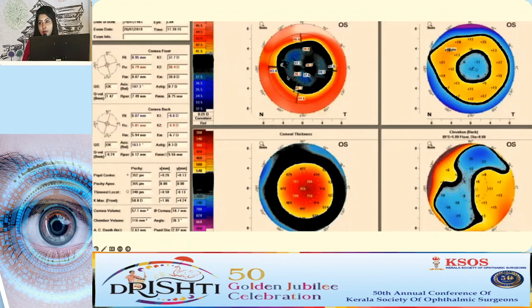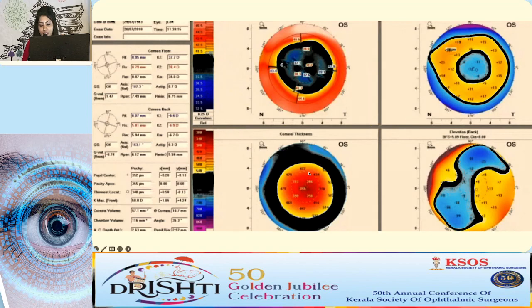And what is this? This is something different, right? The center part is flat and the peripheral part is steep. The center is flat, giving cool colors, and the periphery is steep. So this is something opposite to the normal cornea. So what is this map suggestive of?